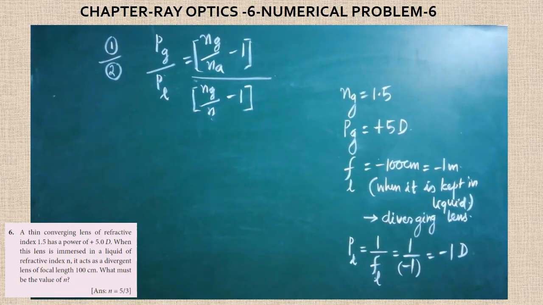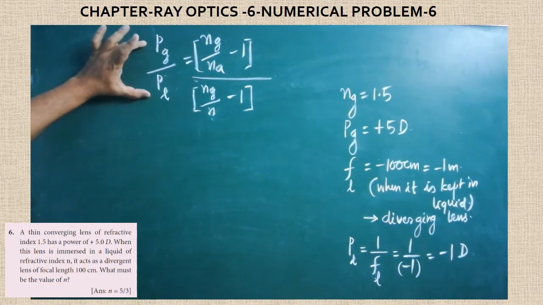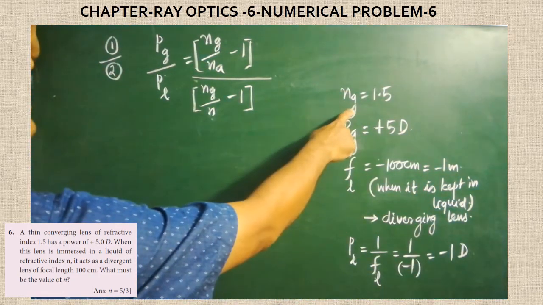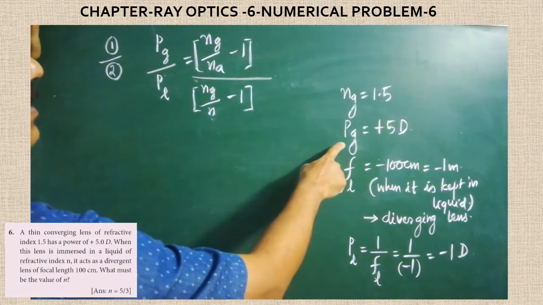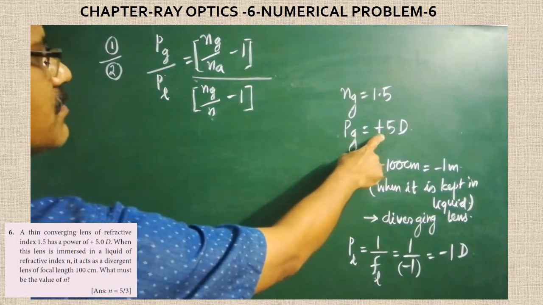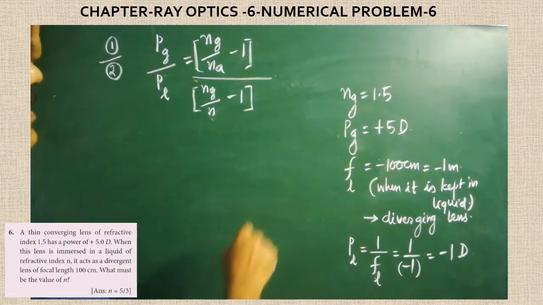Listen here, now you have got a final formula. Now I have given the other details which are given in the problem. Here the refractive index of the glass is how much? 1.5. And then the power of the glass lens is how much? Plus 5 diopter. That is also given in the problem.